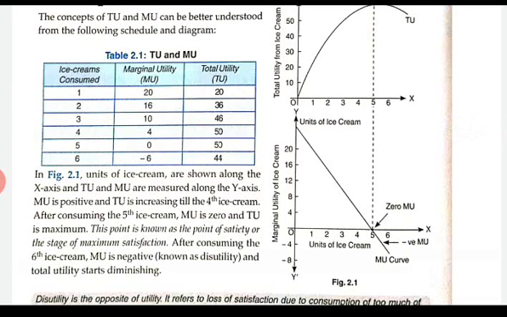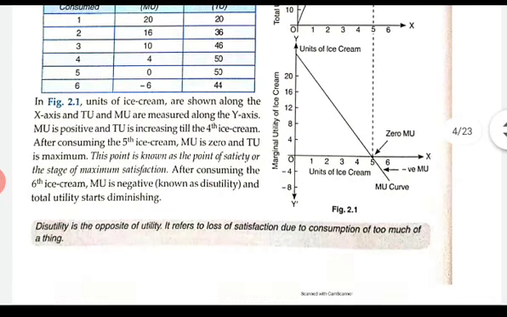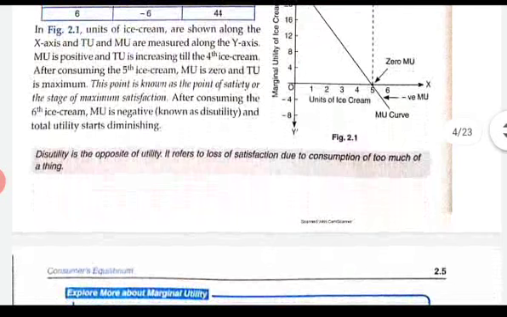After consuming the sixth ice cream, what happens? The marginal utility is negative. It is known as disutility, and the total utility starts to diminish. So this is the relationship. And here is this word, disutility.